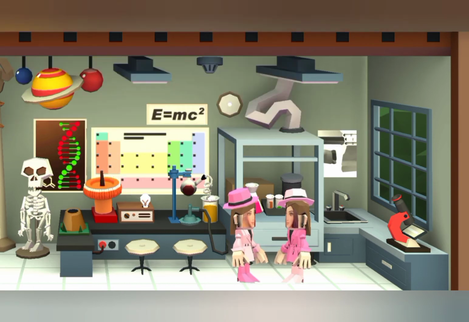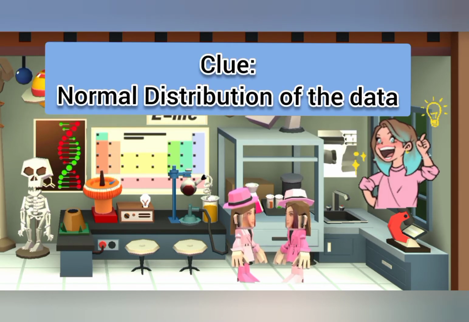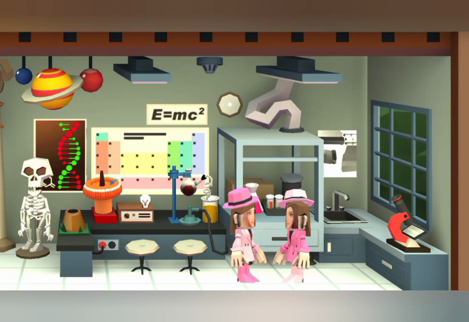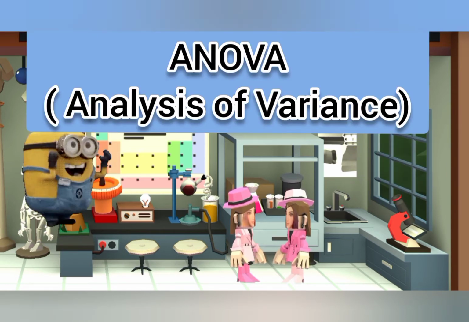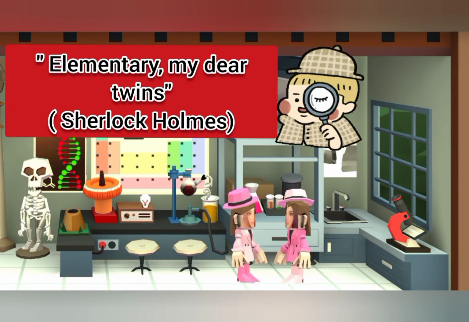Hey, I just found a first clue. Normal distributed data. Well, how about ANOVA? Elementary, my dear twins.